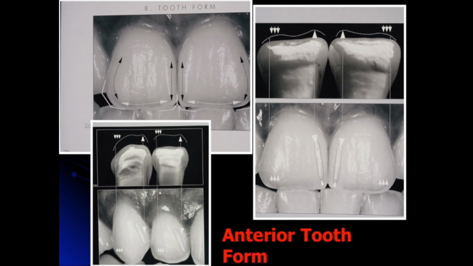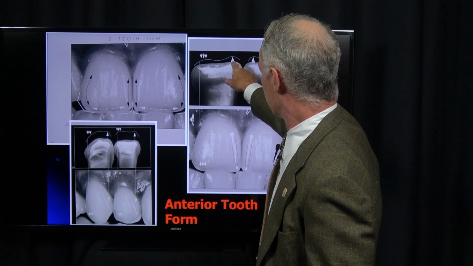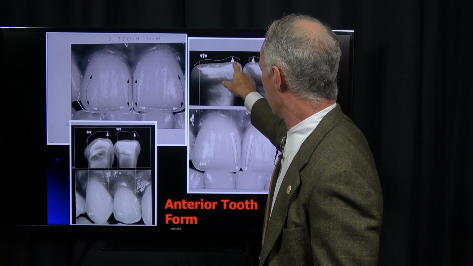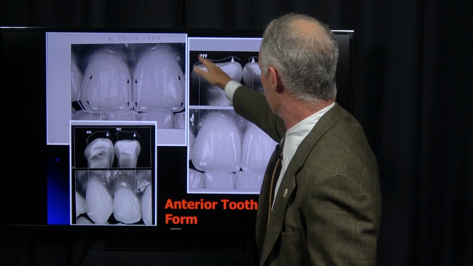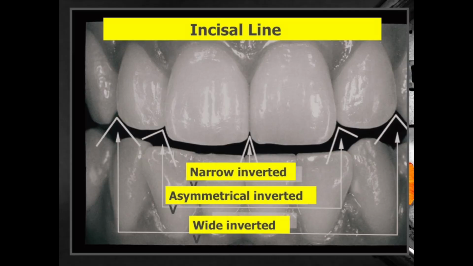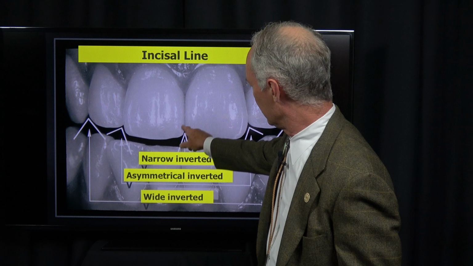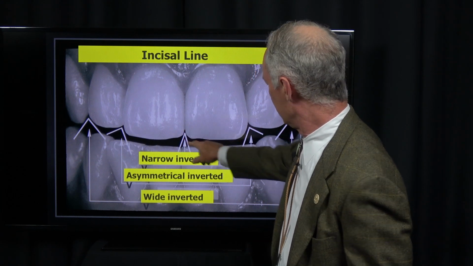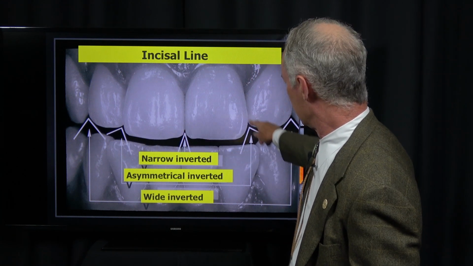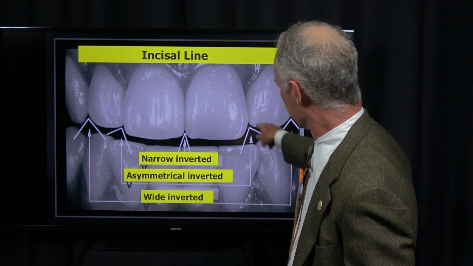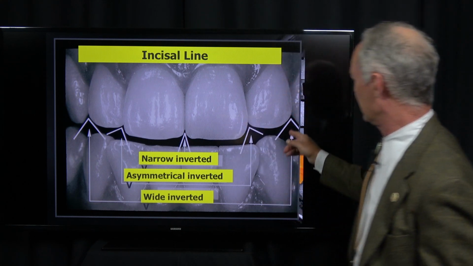What about the shape of the teeth? These are the centrals. You've got transverse ridges here. You've got a concavity in the middle of the tooth. The V's, see, this is narrow and inverted and not very deep. This is a little asymmetrical and a little bit flatter. And then the V between the lateral incisors and the cuspids is quite dramatic.